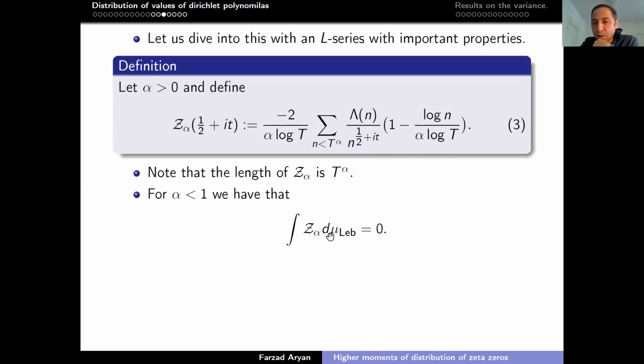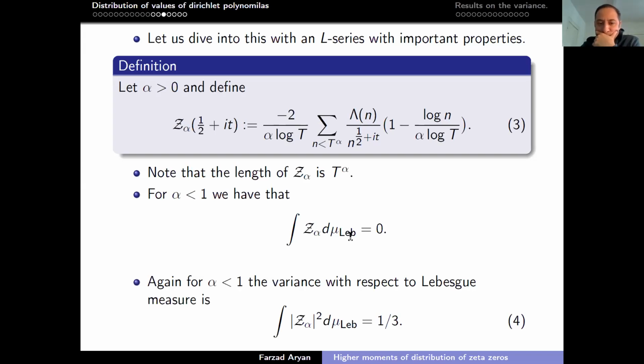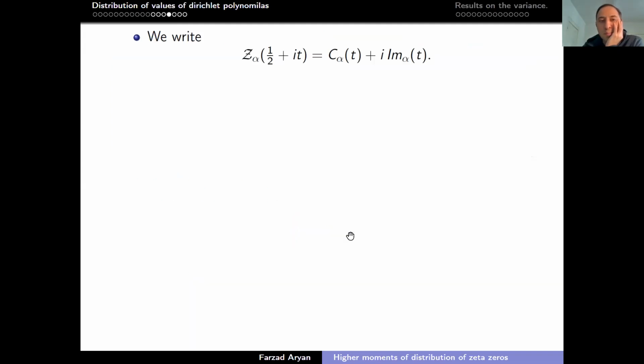For alpha smaller than 1, if I integrate with the probability version of Lebesgue measure, this is 0. So the mean is 0 with Lebesgue. The variance for alpha smaller than 1 is possible to evaluate, and the variance is 1 divided by 3. And I'm going to separate the real part and imaginary part to make the calculation easier. For alpha equal to 1, I'm going to drop the indices when giving the results, because they're not very necessary.